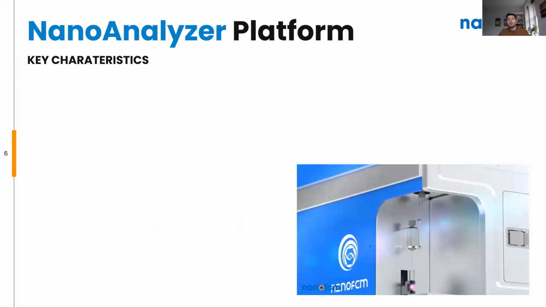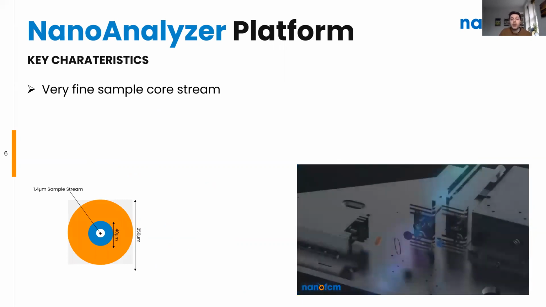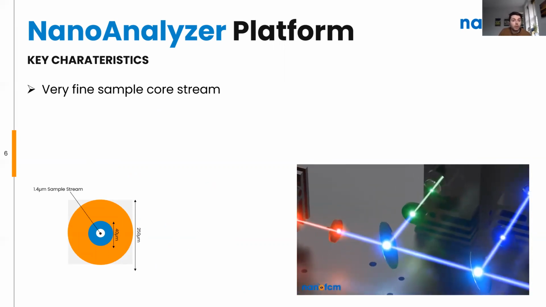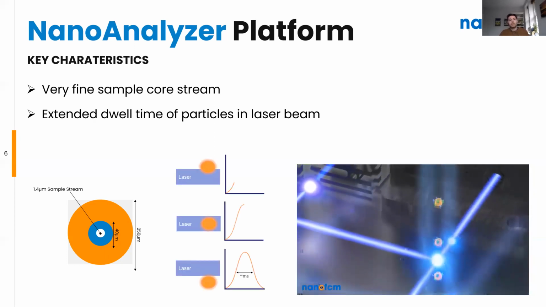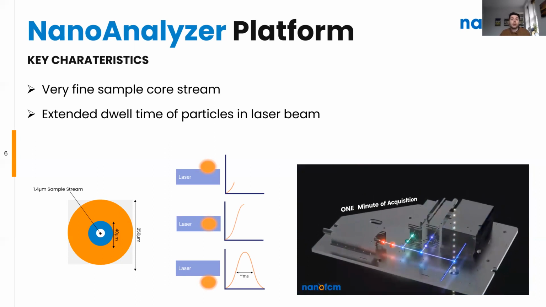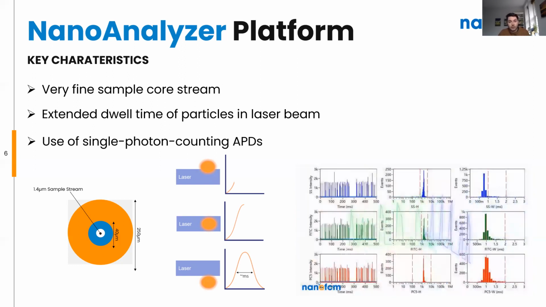And one of the refinements specific to our instruments is this very fine sample stream of 1.4 microns. This allows the EVs to travel in single file past our laser, allowing for very good detection of these small particles. Additionally, the dwell time of the particles in front of the laser beam has been extended to allow for an increased amount of detection on the single photon counting modules that make the detection system so sensitive.